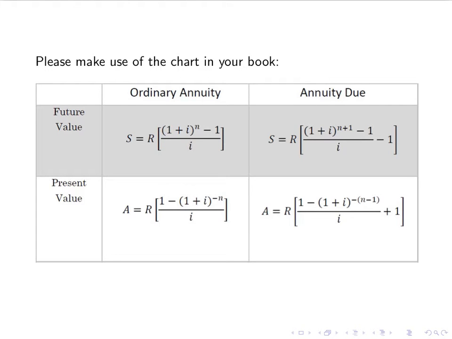So we have what's called the future value and the present value. Ordinary annuity, annuity due. So again, ordinary annuity versus annuity due depends on when you're paying it. Future value and present value depends on what the question's asking. But I want you to look especially at this equation. This is the geometric series.